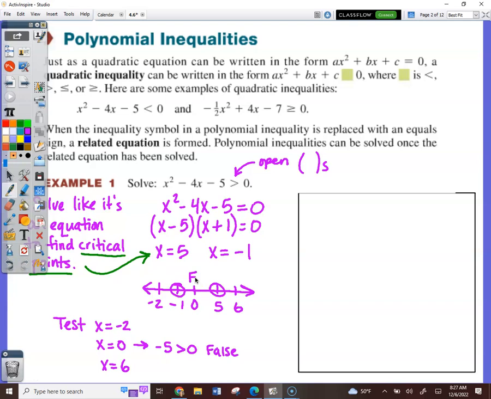Now we're going to test -2. You plug -2 in. 12 minus 5 is 7. So you end up with 7 is greater than 0. True or false? That's true. So I'm going to put a check mark here and I'm going to shade.